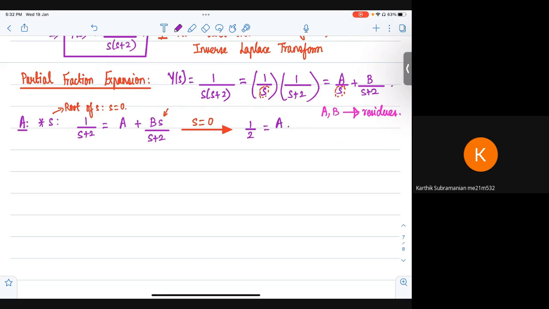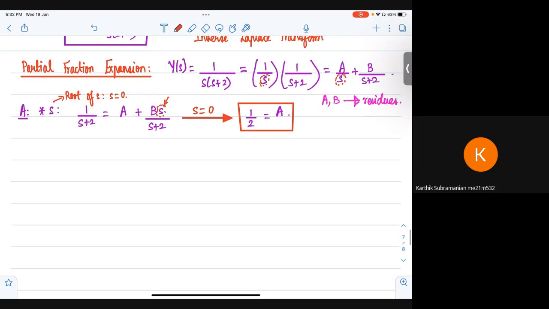Because why? When I substitute s equals 0 here, into this factor, we have an s term here. That makes the second term 0. So we can see that we have a very simple method for finding the residue a. In order to find the residue a, we multiply both sides by the polynomial in the denominator associated with a, and then we substitute the root of the polynomial. We follow the same process for the other residues.